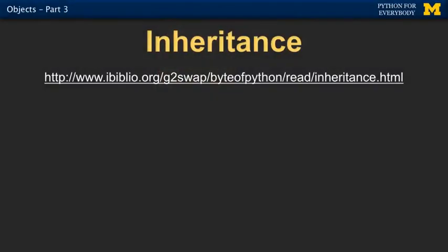So up next, we're going to talk about another method of defining the capabilities of objects called inheritance.